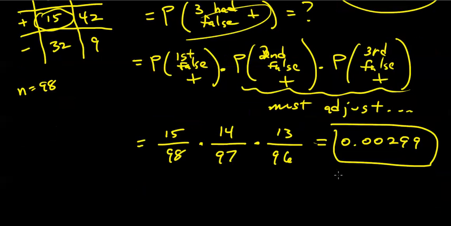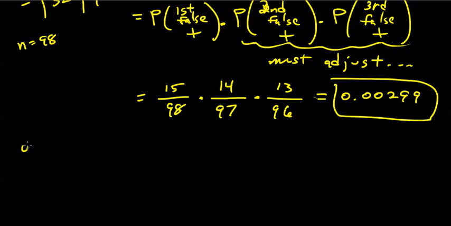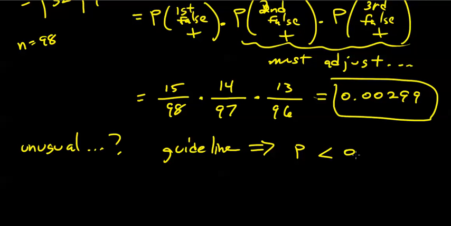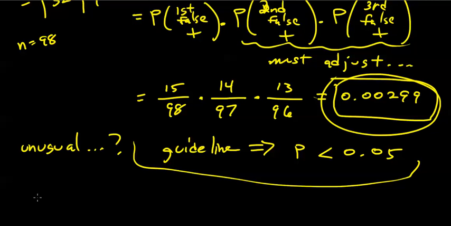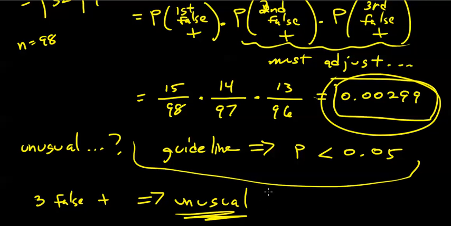Now the book goes on to ask if this is unusual. Now you may remember from section 4.2, we didn't talk about this in class, but we did talk about it via the homework problems. And the guideline is, an event is unusual if its probability is less than 0.05. 0.05 represents a 1 in 20 chance of happening, and certainly this number here is less than 0.05. So by this guideline, I claim this is an unusual event. So 3 randomly selected people having a false positive is unusual by this guideline. Okay?